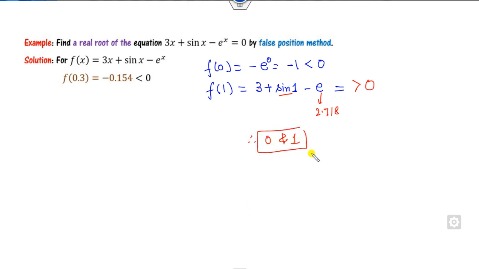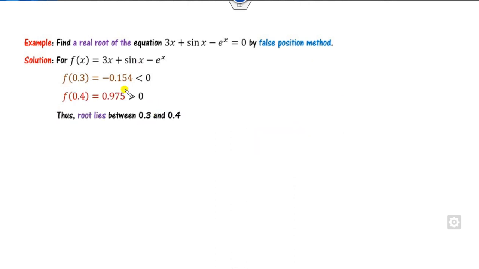So you can also check whether there is any other number. You can see I can take 0.3. Then we can check 0.4, whether it's less than 0 or greater than 0. So we can find that it is greater than 0. So we can see the root lies between 0.3 and 0.4.